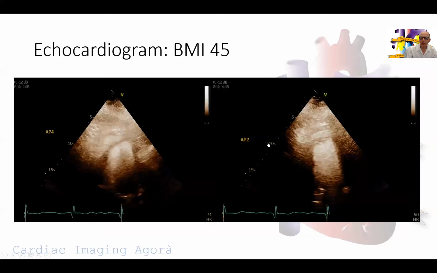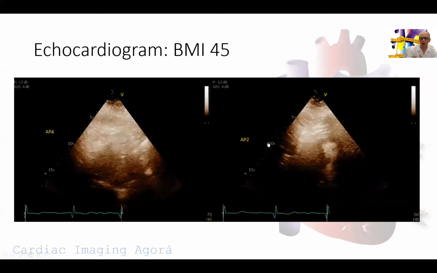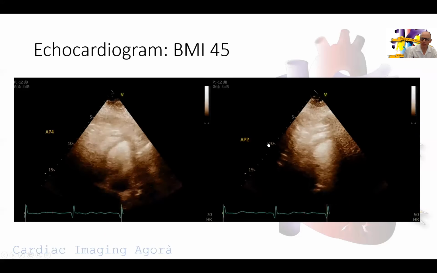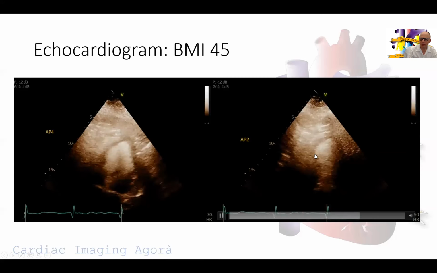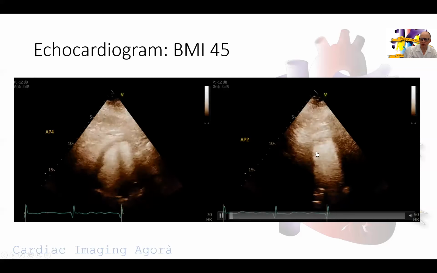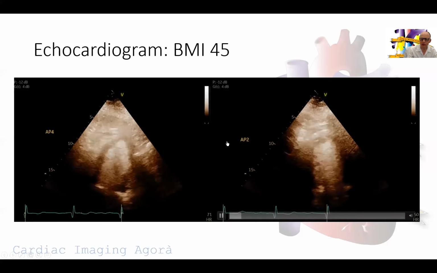So we go to the echocardiogram. This guy's BMI is 45. So we did the echo, of course, with contrast, as you can see here. Again, you can see in the apical 4-chamber, apical 2-chamber, normal ejection fraction, normal wall motion, maybe a little bit of a septal wall motion abnormality, but in general, it's all okay.